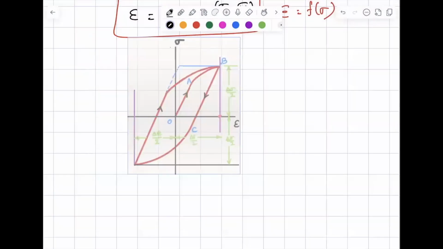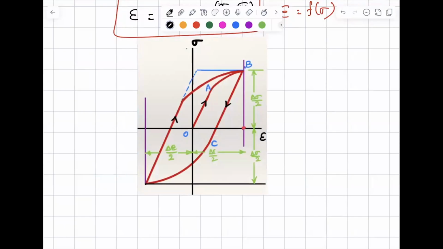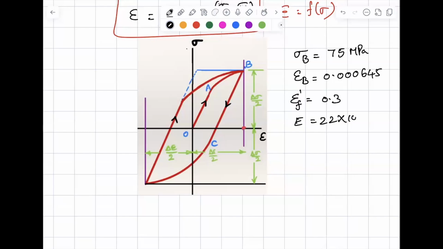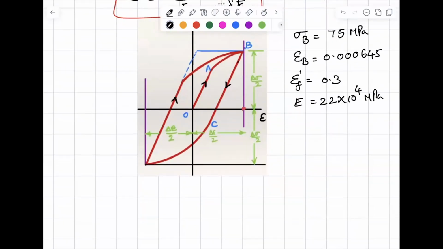You're able to see the screen, right? With the writing pad. Yes, sir. So here we are saying sigma B is equal to 75 MPa, epsilon B is 0.000645, epsilon F dash is 0.3, and E is 22 into 10 power 4 MPa. Correct? So this is my E, because that is the elastic one.